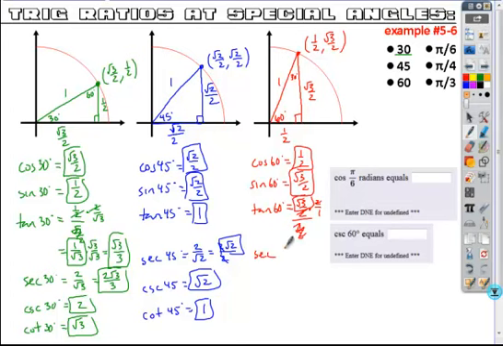When you find the reciprocals, secant is the reciprocal of 1/2, which is 2. The cosecant is the reciprocal of root 3 over 2, so here you get 2 over root 3. Dividing by root 3 is like multiplying by root 3 and dividing by 3, so you get 2 root 3 over 3. And finally, the cotangent of 60 degrees is the reciprocal of root 3, so 1 over root 3, which again is equivalent to multiplying by root 3 and dividing by 3.